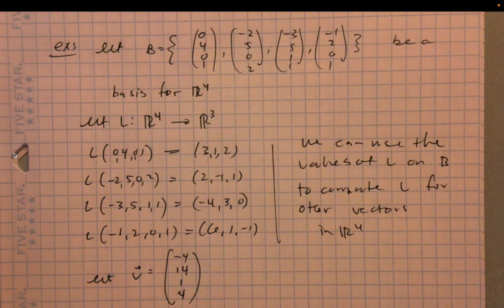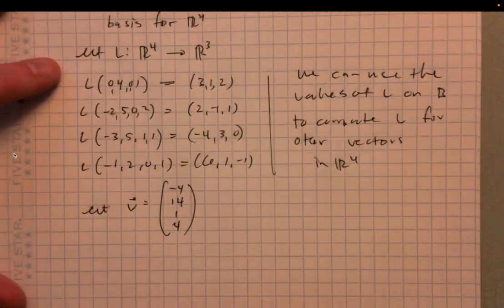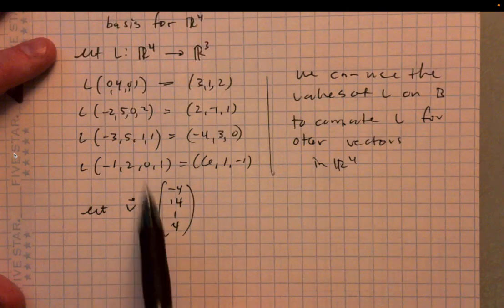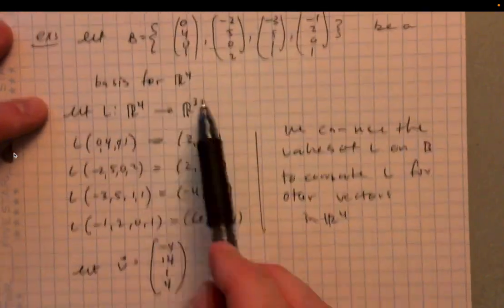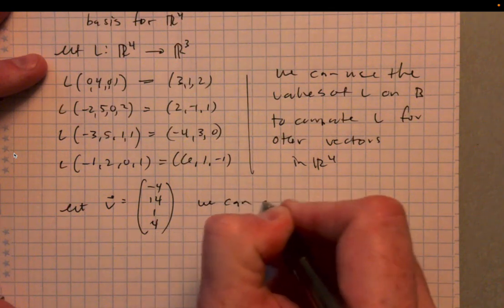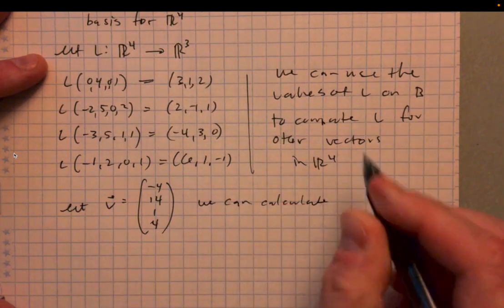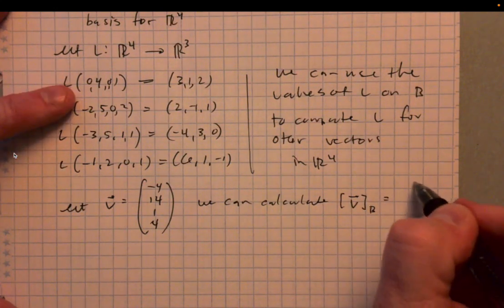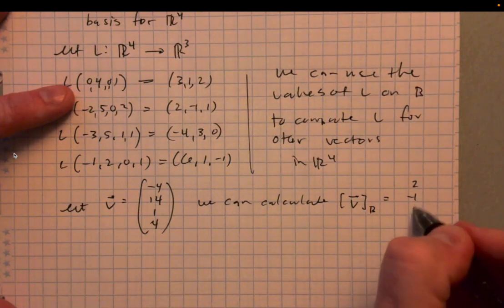Okay, and so just by solving a system, we can do a coordinatization of v according to this ordered basis here. So we can calculate v coordinatized in B, and it turns out that's equal to (2, -1, 1, 3).